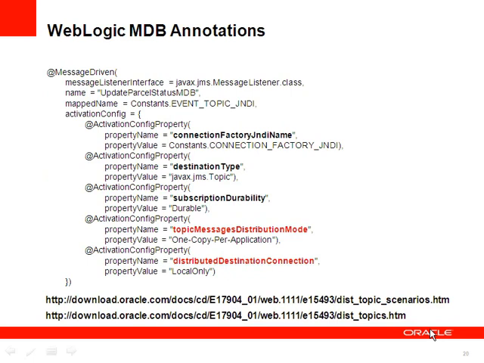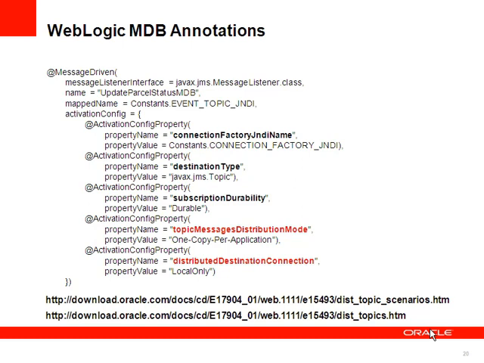I did want to point out some details on the message-driven annotations available on WebLogic Server, especially with regard to some annotations that enable you to fine-tune message handling for distributed topics. Connection factory JNDI name, destination type, and subscription durability are all pretty logical entries, so I'm not going to go into those. But topic messages distribution mode and distributed destination connection are a bit different. So let's start with the first one, topic messages distribution mode.